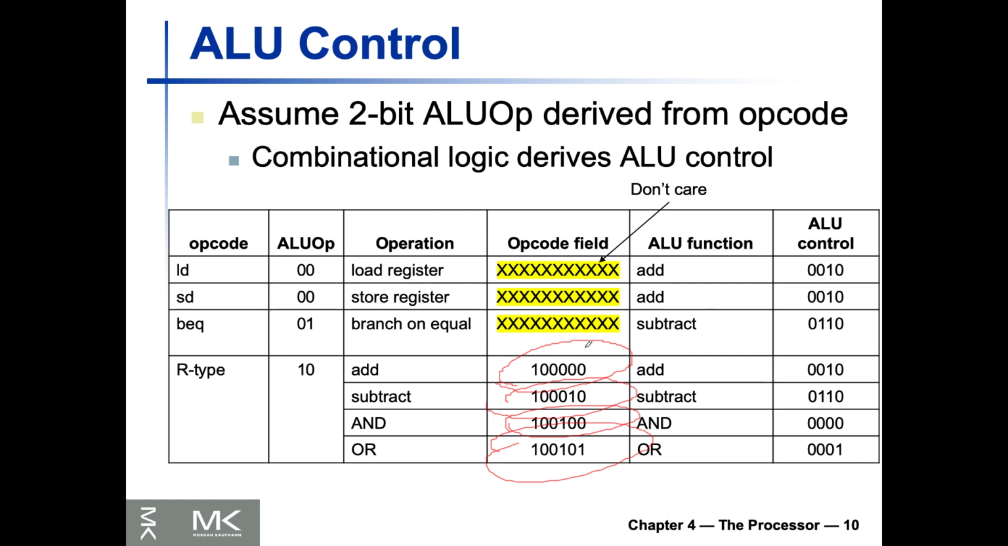Does anyone know why we have don't care here? Any hints, ideas? Yeah, close enough. Because in general, the desired ALU action does not depend on that 7-bit func7 or func3. So we don't need to actually look at the opcode field, so that's why we don't care about it. We call it a don't care opcode here.